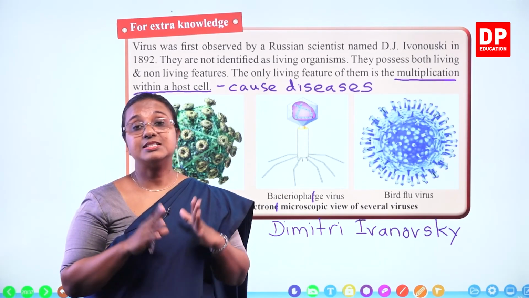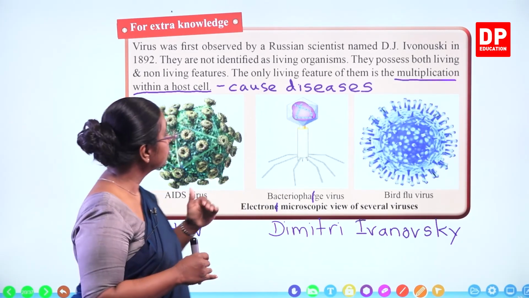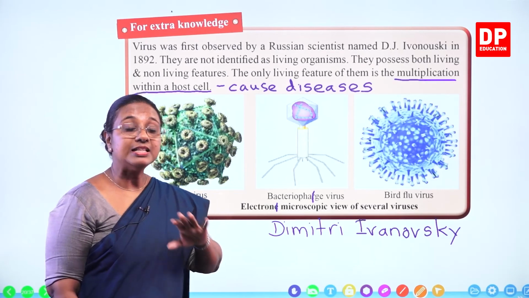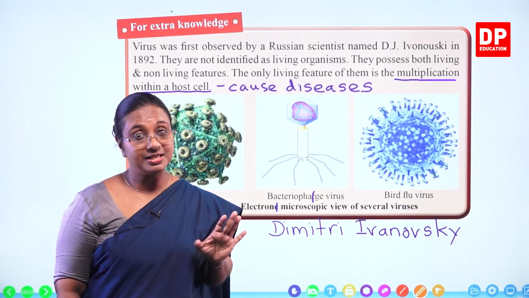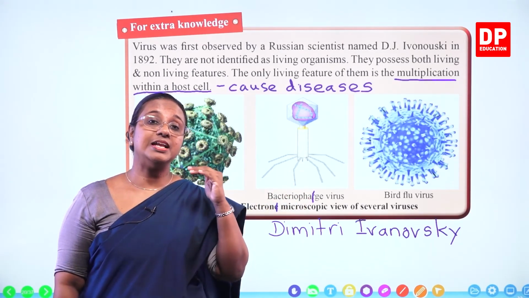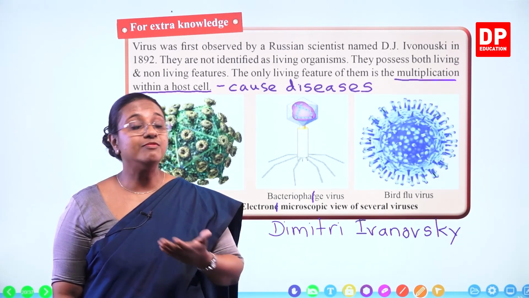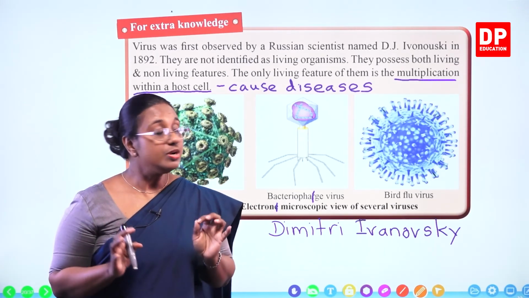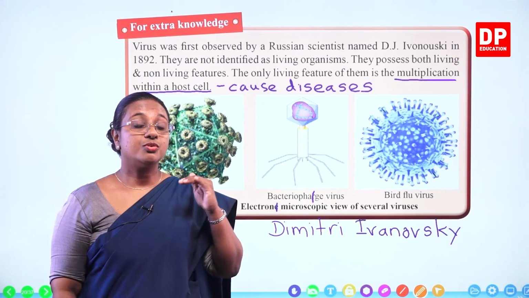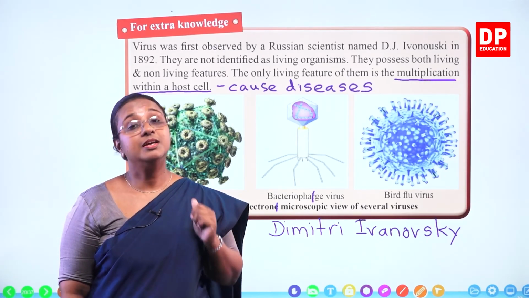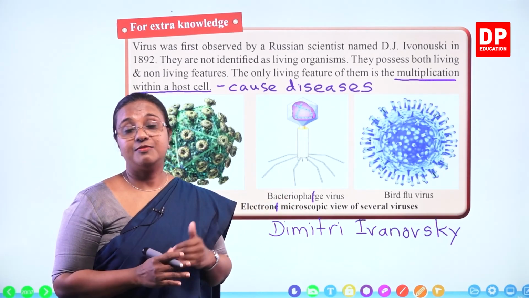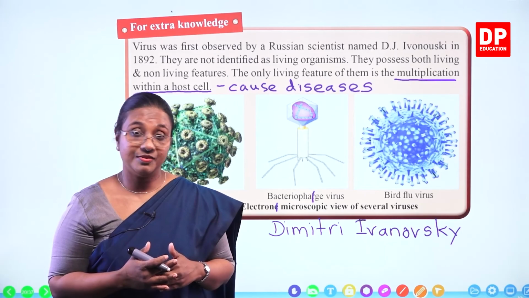So all the viruses, they cause diseases and they show the living characteristic of multiplication within a host cell. Otherwise, they show non-living characteristics. That is the reason why these viruses are not classified under the 3-domain or 5-kingdom classification, because the only characteristic is that they multiply inside the cell and cause diseases. Other than that, they are non-living characteristics. So therefore, we do not have them under the scientific classification or the natural classification.